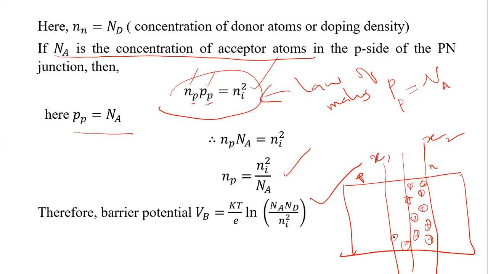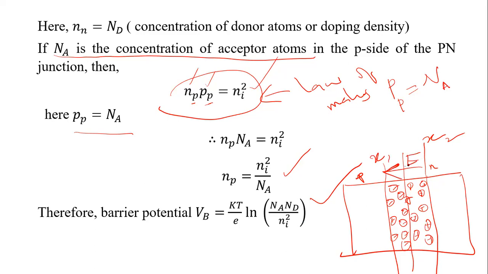Correspondingly, there will be negative ions formation here. We have talked about this. If you revise your notes or my lecture, we have talked about it. So there will be negative ions formation, and these negative ions and positive ions formation will occur, and this will develop an electric field across this junction.